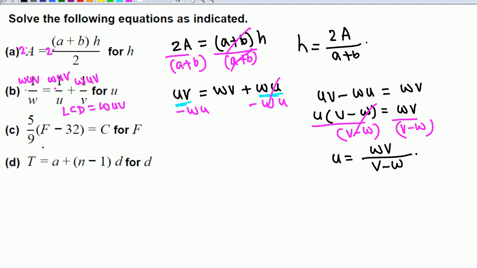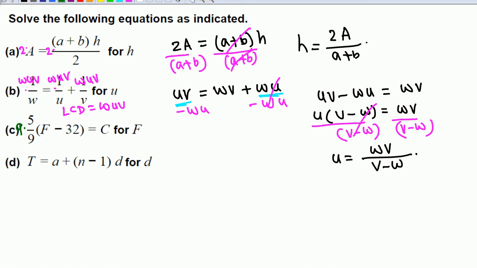Part C, the relationship between Celsius and Fahrenheit units. So 5/9 times quantity F minus 32 equals C. So we want to solve this equation for Fahrenheit F. Okay, so in any case, we have 5/9, a fraction. We need to get rid of this fraction first. C means C over 1, we need to multiply both sides by 9. Okay, let's multiply both sides by 9.